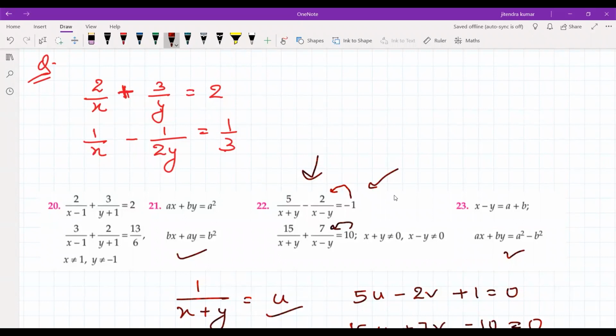We have completed all the three methods. If it is mentioned in the question that you have to apply the cross multiplication method, then you have to apply the same method. If it is not mentioned, then you can apply any of these three methods to solve the linear equation. After completing this chapter, we will have the test.